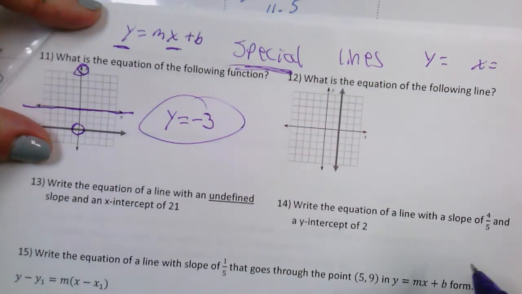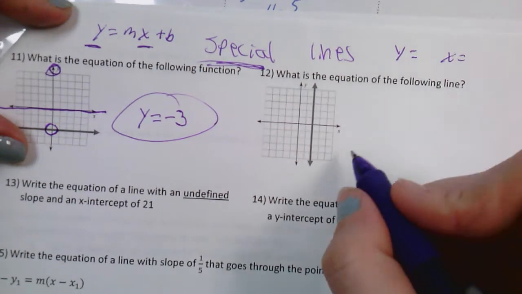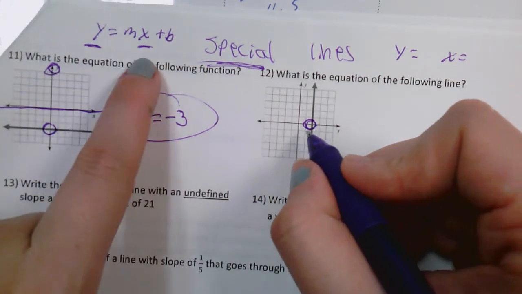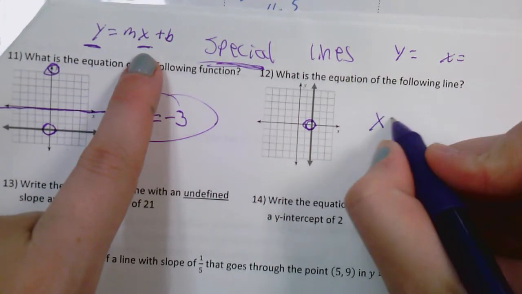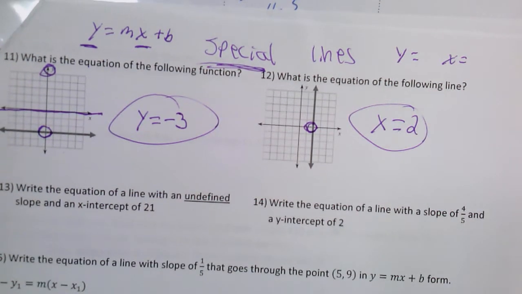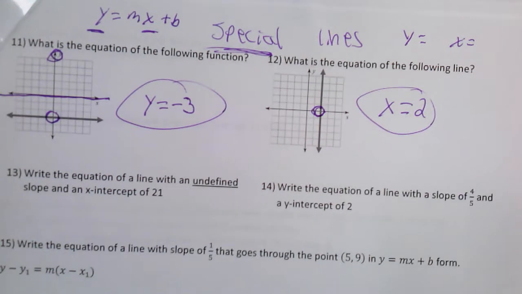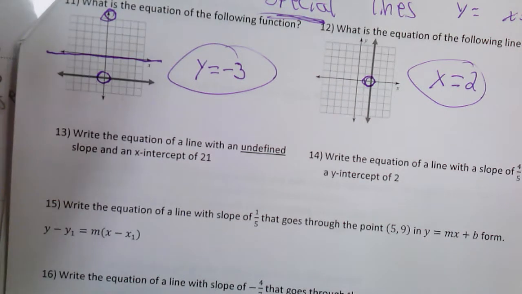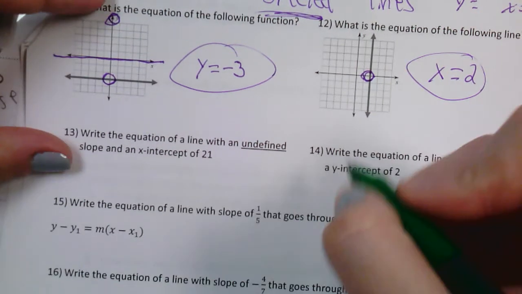Same thing with number 12. This is a special line case because it's only crossing the x, so I only get an x. And in this case, x equals 2, and I'm done. So these don't really have to be that long, but do keep those in mind. The next one down below has this word undefined, so I'd like to take a second and go back and tell you guys what undefined means, or remind you guys, you should already know.